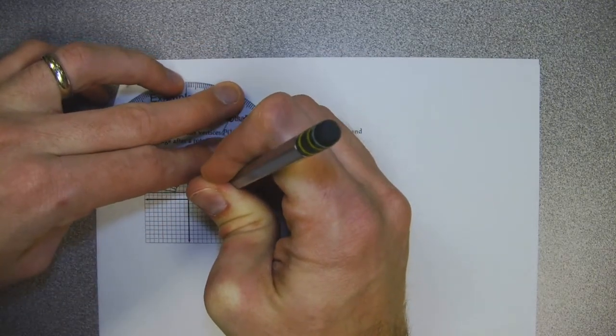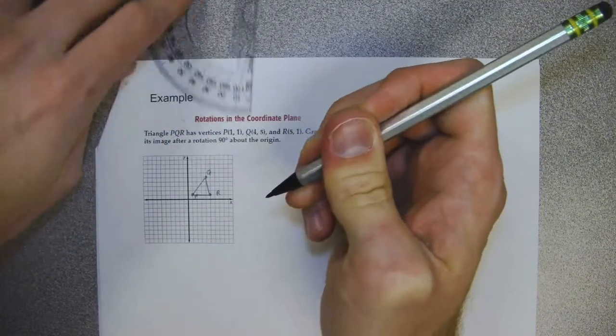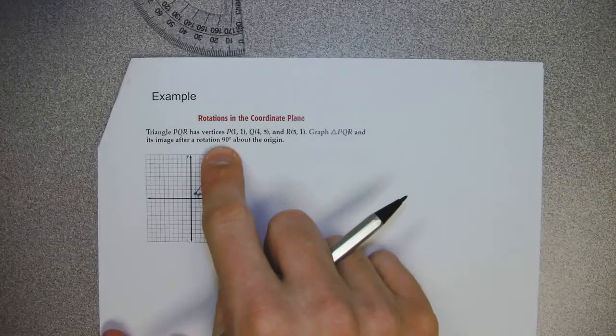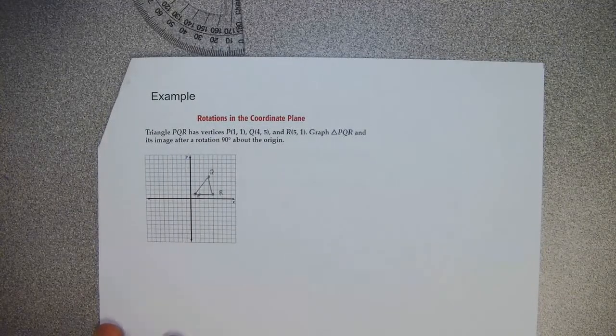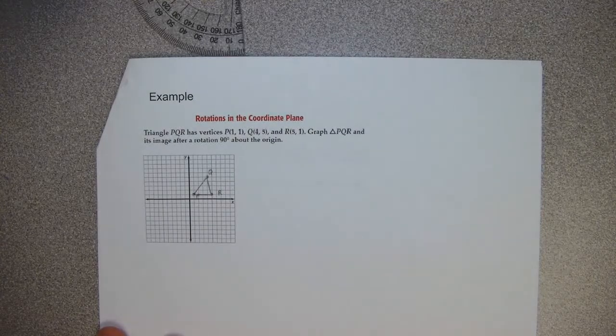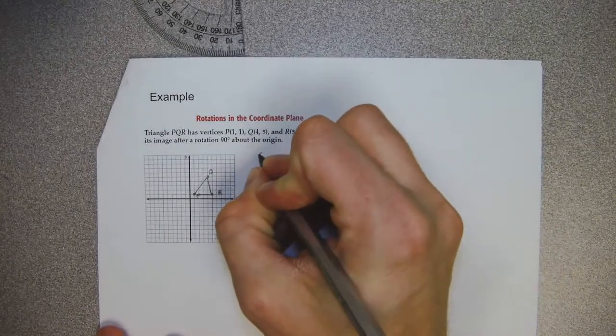Oh, that point P kind of got in the way there, didn't it? Oh well, it'll be fine. That'll work. So there we go. We're going to graph it with a 90-degree rotation about the origin. And notice it didn't say direction, so we're going to assume counterclockwise. So here's what we're going to do. We're going to use our coordinate notation.